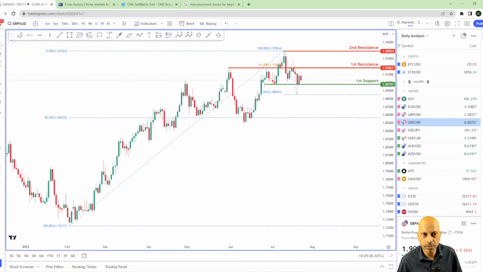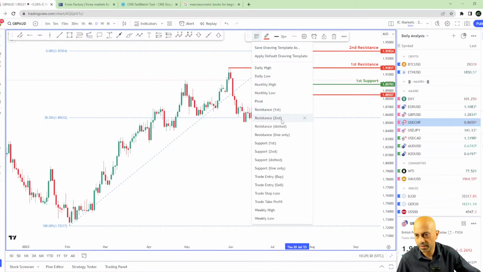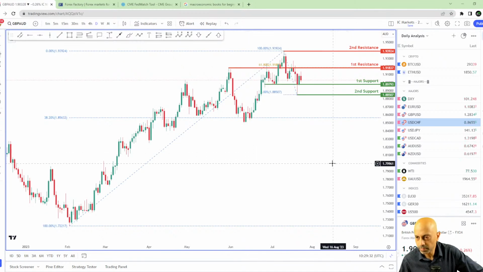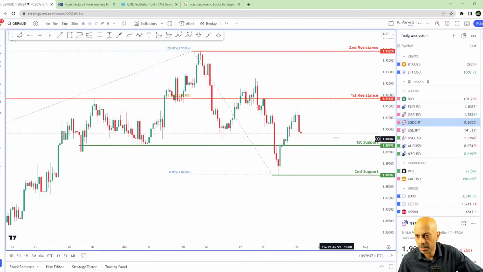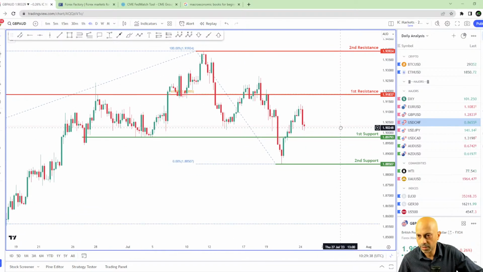You could just use the swing low here, the wick of this candle, as the second support on a daily time frame. Okay, now let's zoom in onto the 4-hour time frame. Let's see if you can fine tune this level.